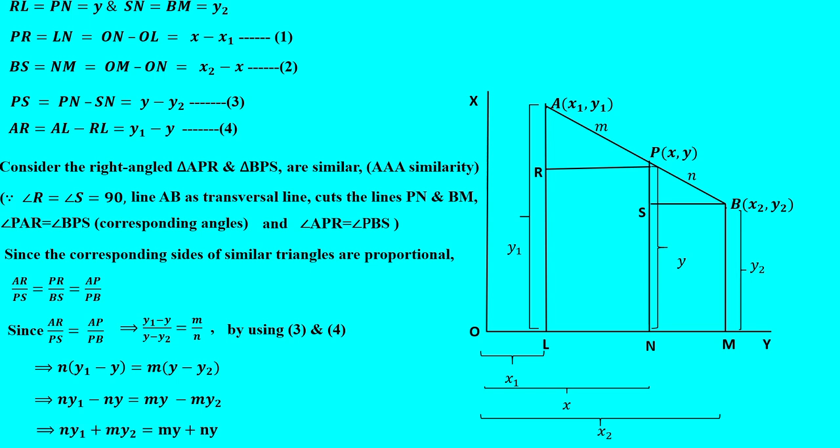So now we are grouping y on one side and y1, y2 on the other side. So minus my2 becomes plus my2, it is coming to the left hand side. Similarly, minus ny coming to the right hand side, it will become plus ny. So my plus ny. In the left hand side, y is common, so (m plus n) into y, right? (m plus n) into y is equal to my2 plus ny1. Therefore, y is equal to (my2 plus ny1) by (m plus n), which is the y coordinate of the point P, correct?